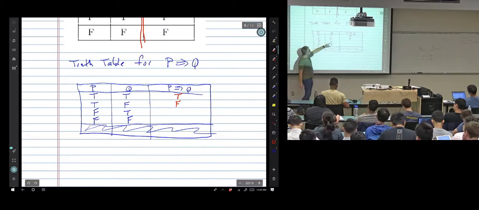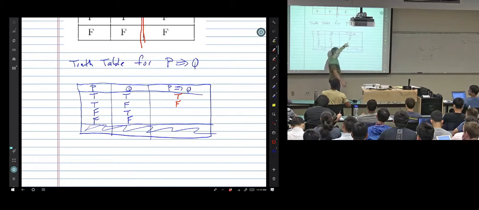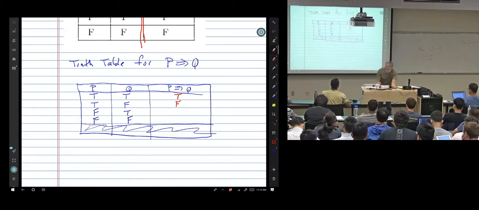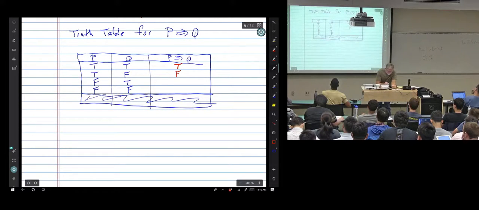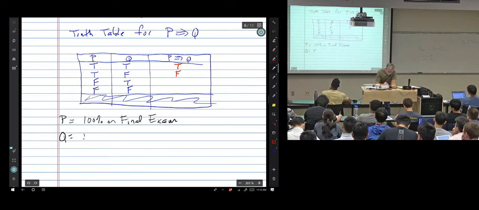If P is false and Q happens to be true, what goes here? I hear trues. I think it would be true or false. This could be true or false? Yeah. Okay. The statement is: P equals 100% on the final exam. Q equals passing grade. You know, maybe you got 0 on the midterm.